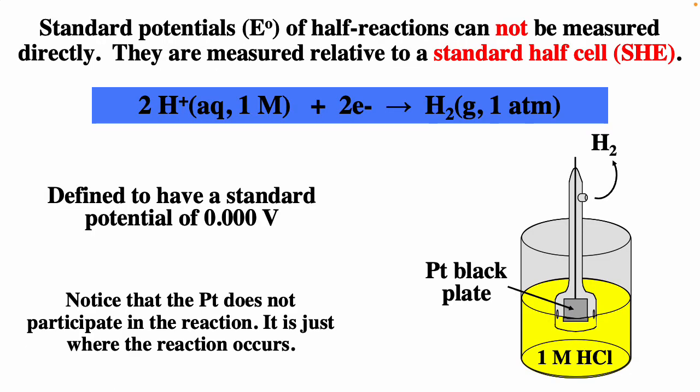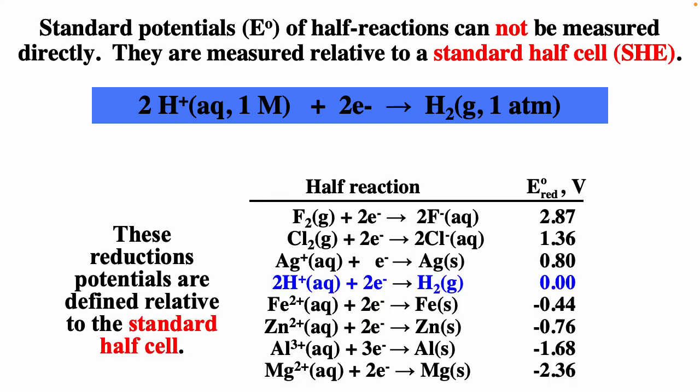So please remember, standard potentials of half reactions cannot be measured directly or independently, and so they're always measured relative to the standard half cell, which is defined as having a zero potential. And so again, typically you're given the reduction half reactions and the reduction potentials. If you want the oxidation, you just flip it.